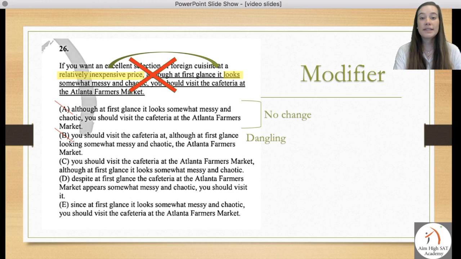D, the word despite at the beginning of this sentence shows that the meaning is changed, and so we can eliminate it. And E, the word since at the beginning of this answer also changes the meaning, and it implies that you're going to the farmer's market because it's messy, not in spite of it, so we can eliminate E. That leaves us with the correct answer, C.